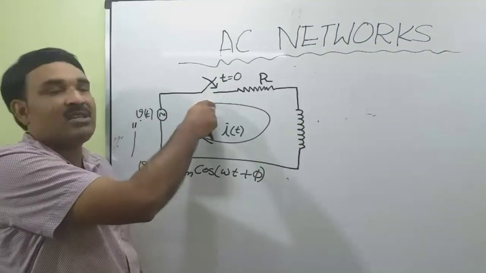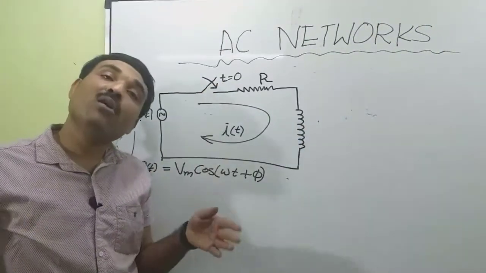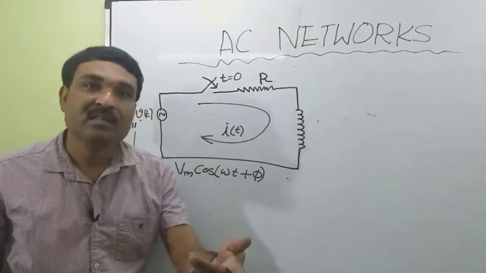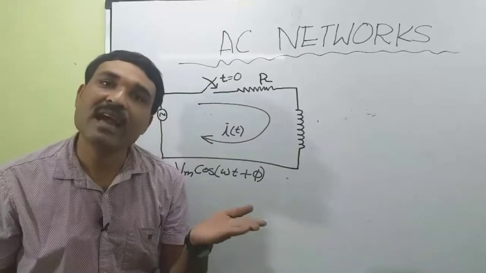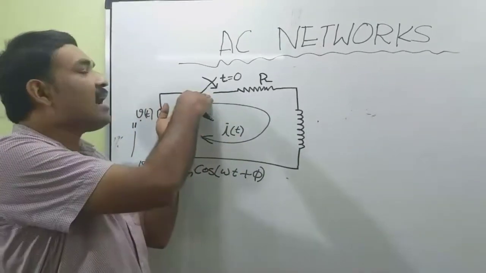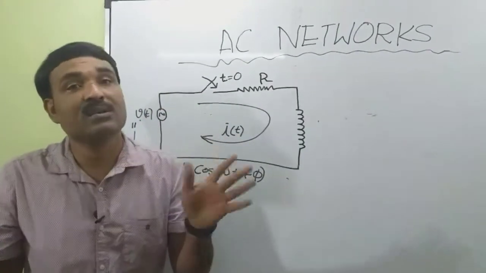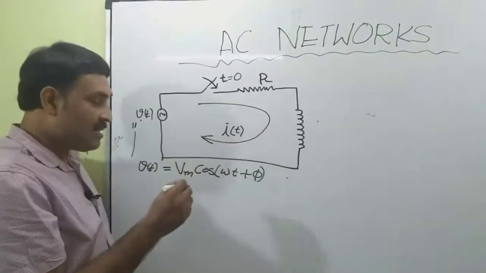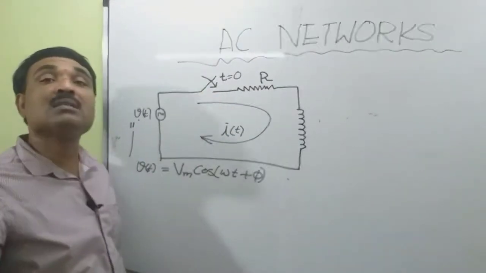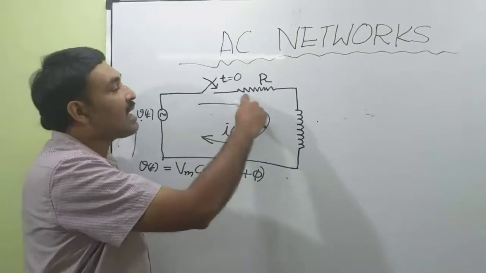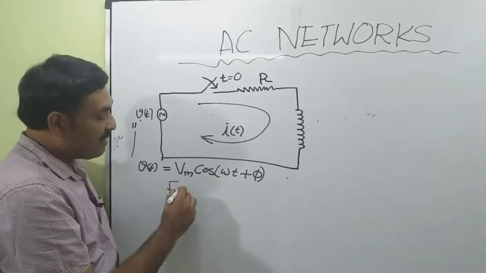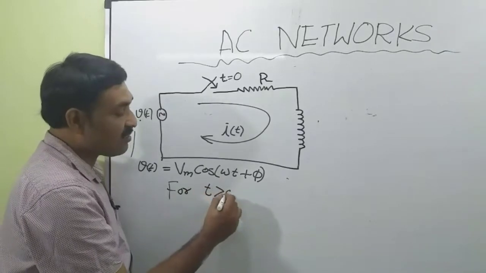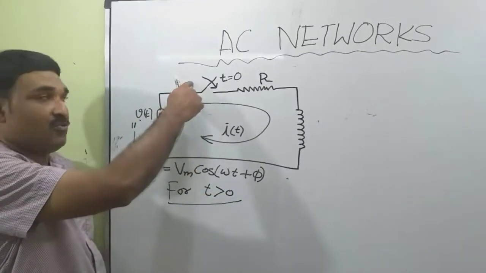We can close this switch at t equal to 0 or for t greater than 0. Suppose at t equal to 1 millisecond, or 1 second, 10 seconds, etc. So we can close the switch at any time t greater than or equal to 0. Suppose for t greater than 0, I am going to close the switch. I can apply KVL for this loop.